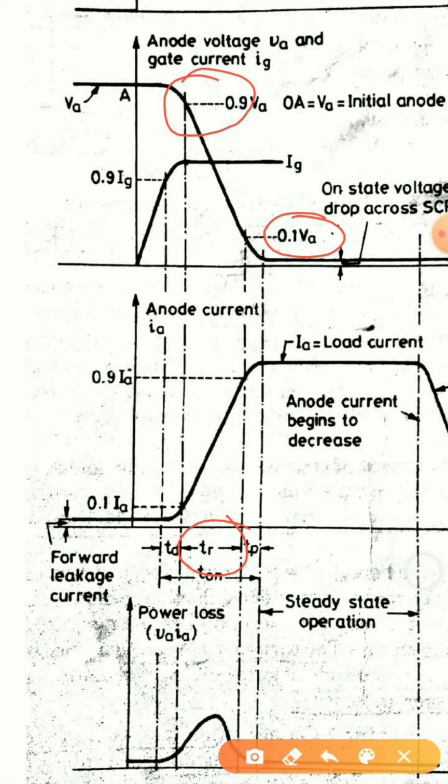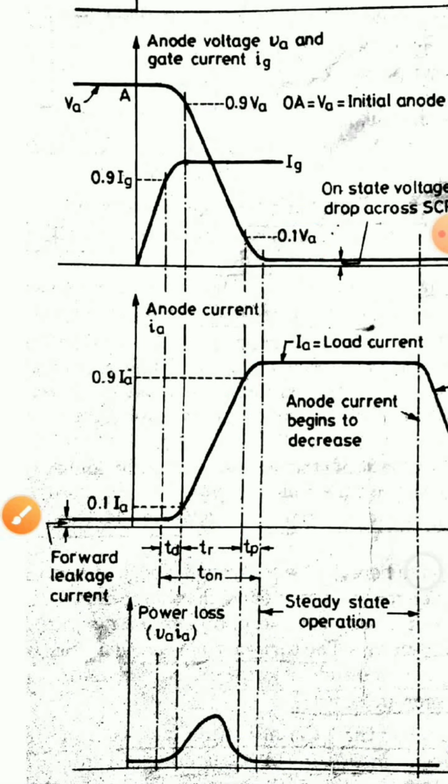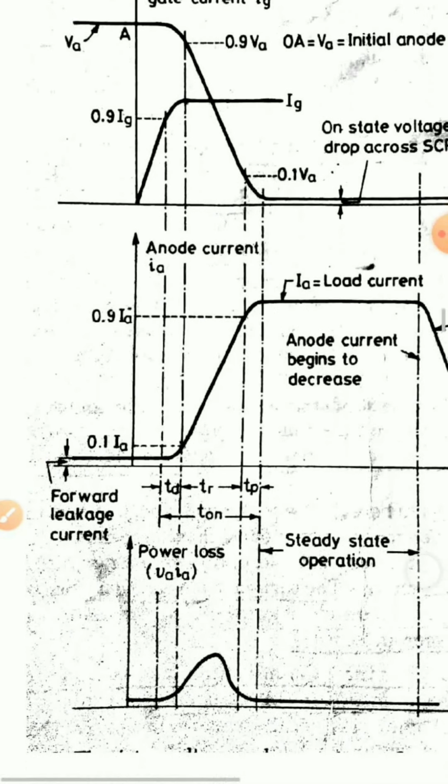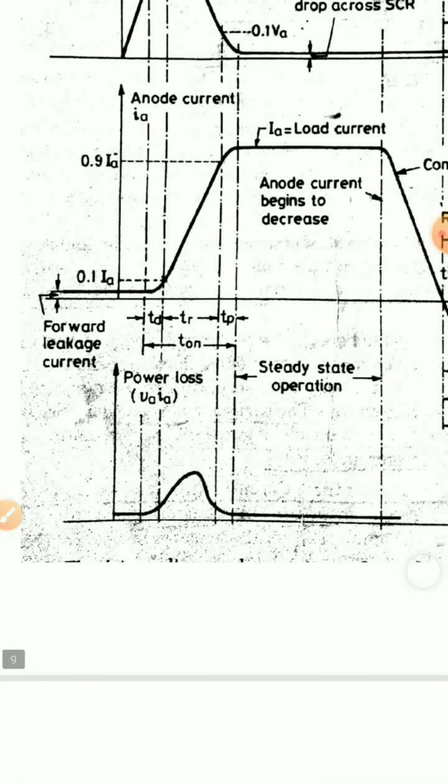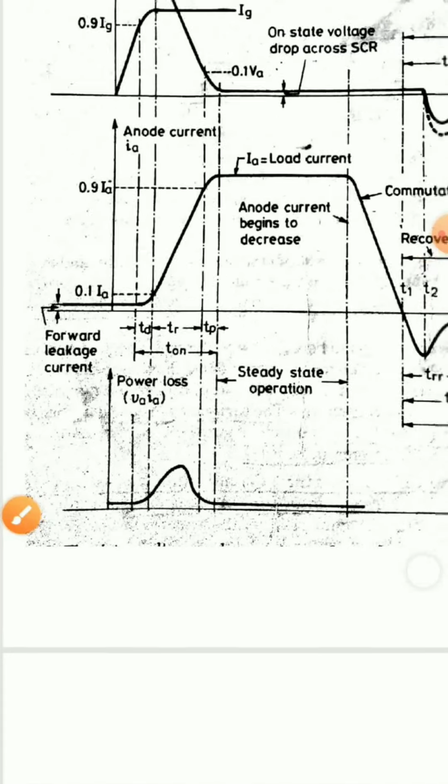Now during rise time, we can see that the value of IA is high, and the value of VA is also high. So in this portion we have larger power losses. As we have larger power losses, there are more chances of local hotspots being formed.